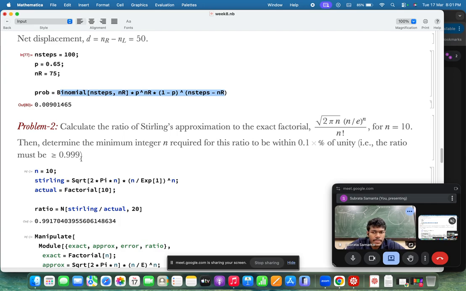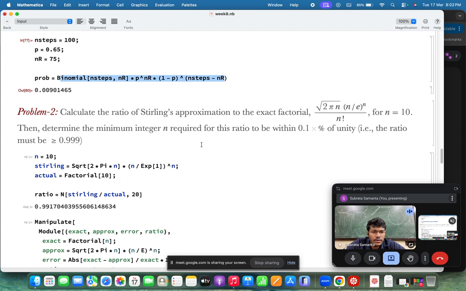Okay. So, let us do that. First I calculate this ratio for n equals 10. The Stirling one is basically square root of 2 pi n times n over e to the power n, so it is basically an exponential one, and the actual value is basically 10 factorial. Then you calculate the ratio up to 20 decimal places.